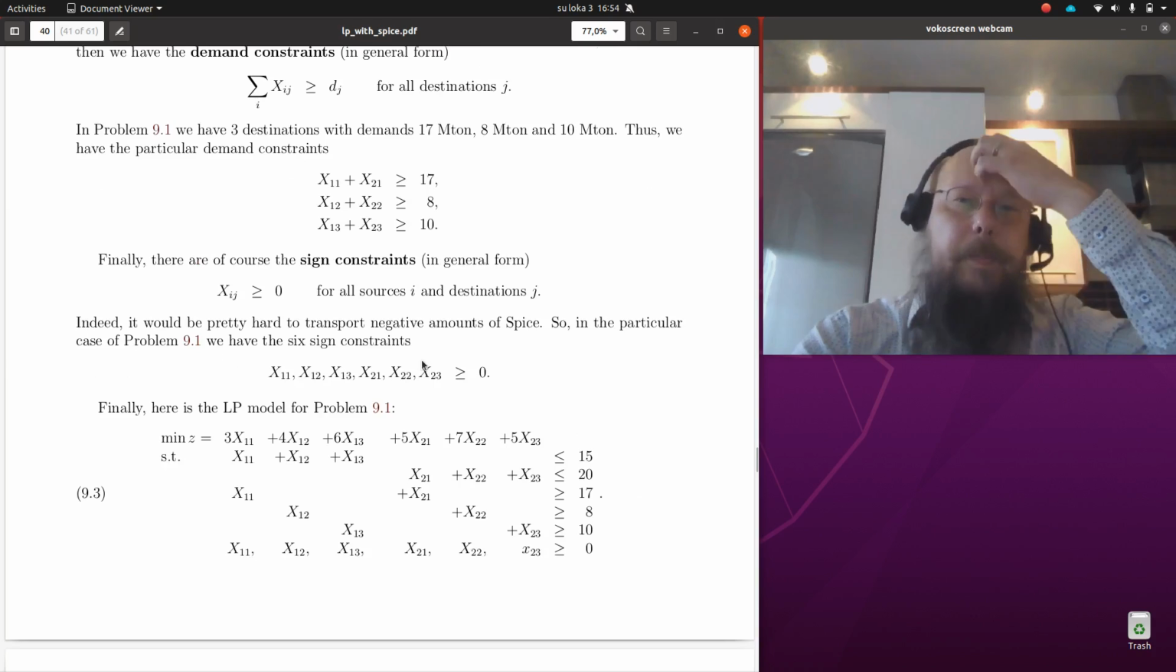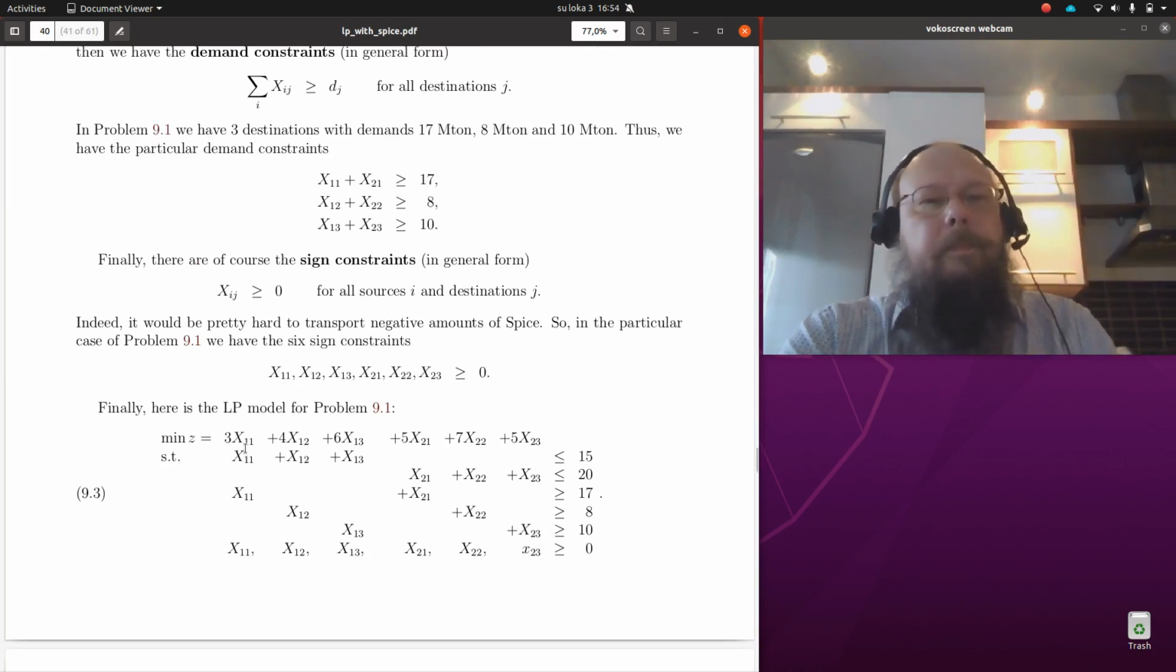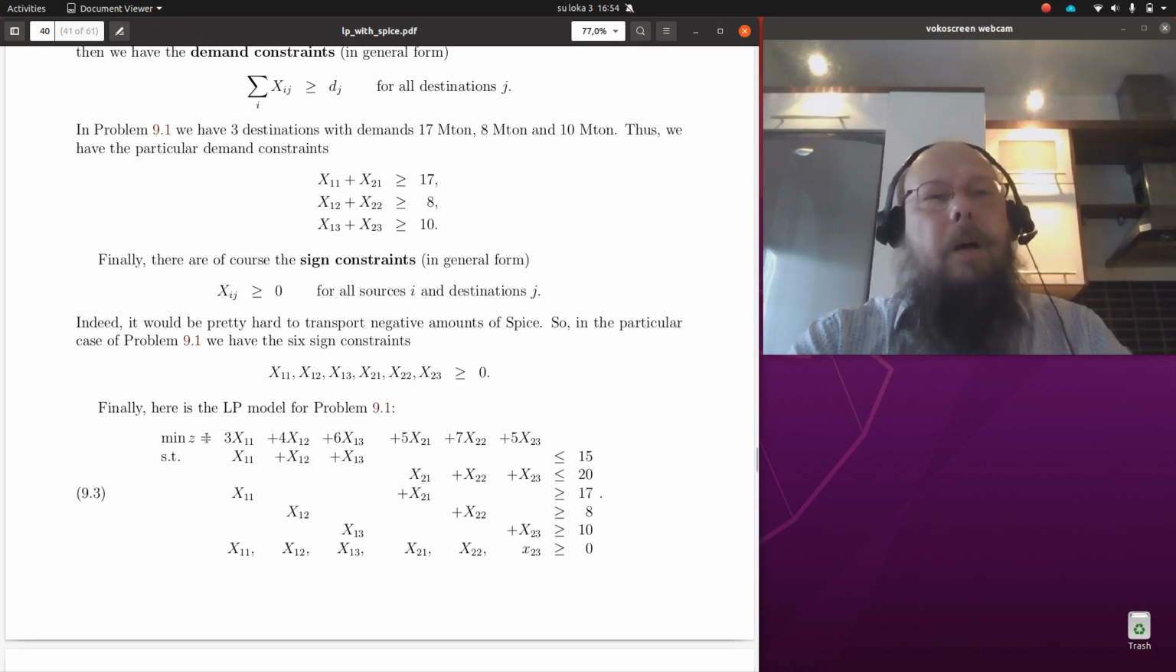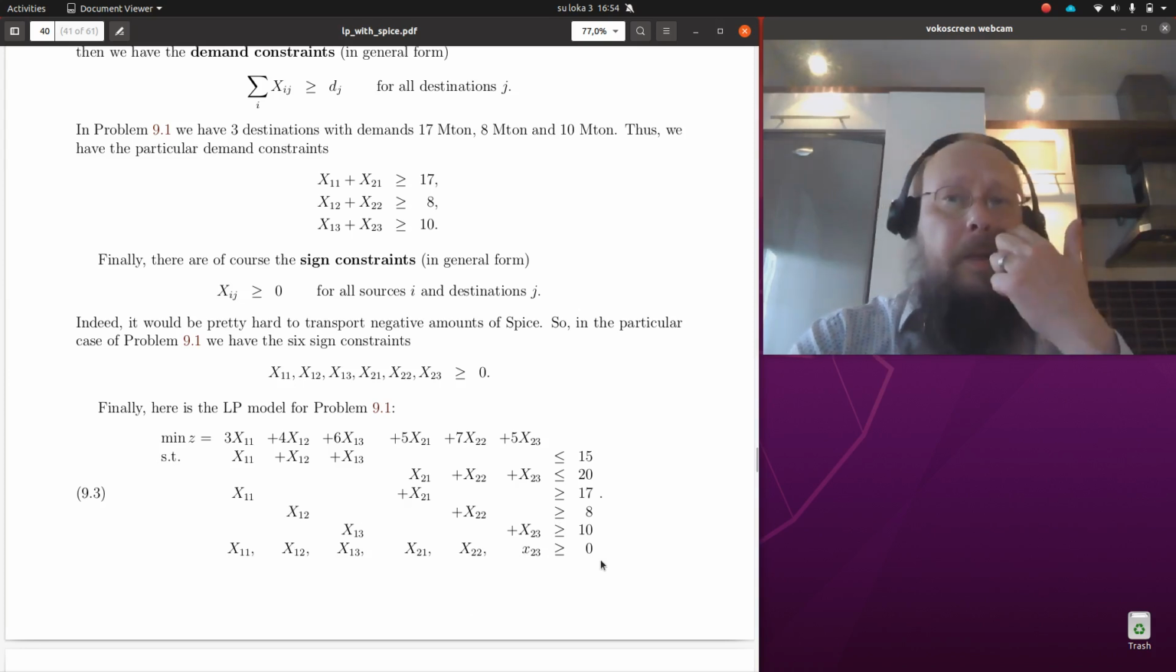So this, yeah, it kind of hurts the eyes, doesn't it? But this is what it is. So what I did simply in this 9.3, I collected, so here is the objective function. These 2 upper bounds are the supply constraints, these 3 lower bounds are the demand constraints, and finally I have just listed the sign constraints, and all of them have to be non-negative.